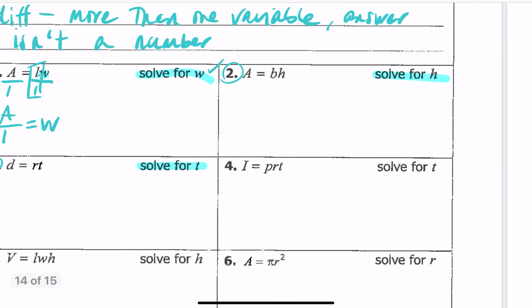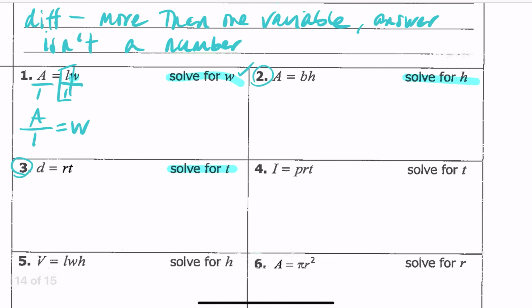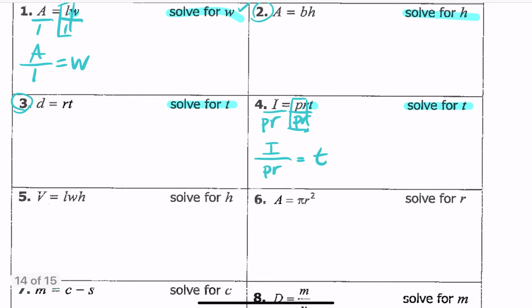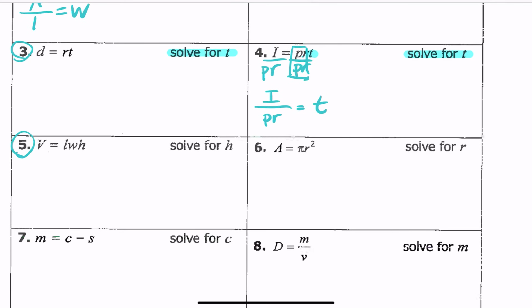Let's look at number 4, because 4 is a little different. It's got more stuff on the right side. It's got 3 variables being multiplied. But let's see what it's asking for. Solve for t. There's t. I have p and r being multiplied by t. I can divide one at a time, but I could divide both of them at the same time, because p r divided by p r, whatever those numbers happen to be, is always going to give me 1. The same thing over the same thing is always 1. So I do the same thing to both sides. I get I over p r equals t. Okay, number 5 you're going to do because it's very similar to the one we just did.